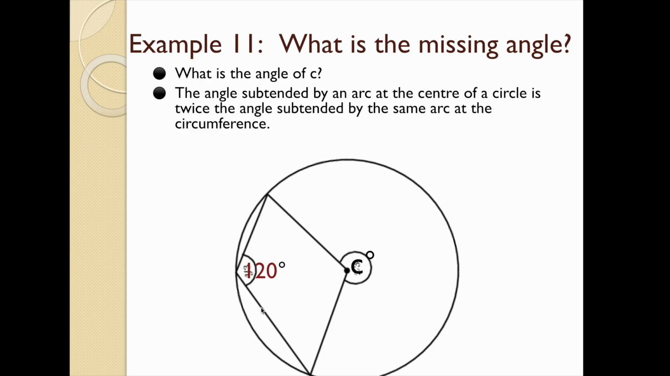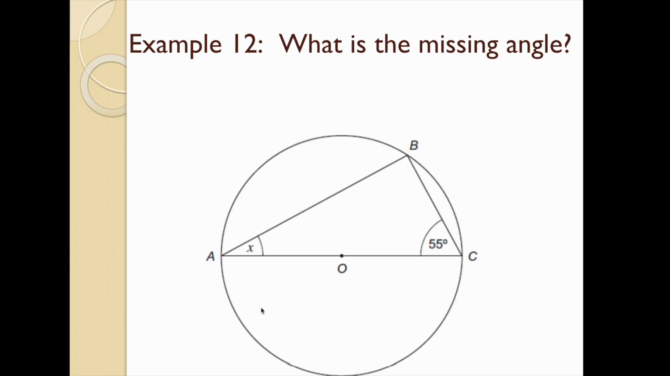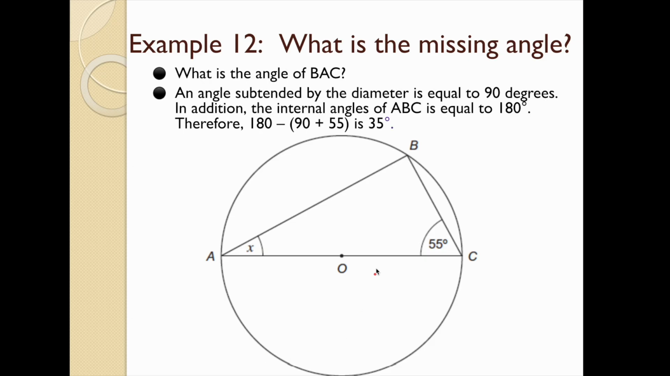240. 240, lovely. All right, so what would the angle be at B? Just trying to see if y'all remember from the previous question. 90. How do you know? Because it subtends the diameter. Correct, it subtends the diameter, so it's 90. And then we can get X by adding 90 and 55 and then subtracting it from 180, which would give us 35.